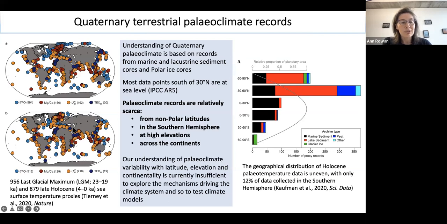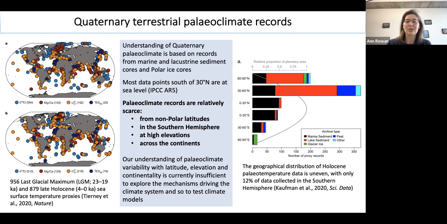The figure on the left shows sea surface temperature records from across the globe for the last glacial maximum and the late Holocene, and you can see that there's fairly good coverage there. On the right, this plot shows a data compilation of temperature records for the Holocene and the distribution of those by latitude. You can see that there's very poor representation in this data set below 30 degrees north, and that most of the data points below 30 degrees north are from marine sediments. So they record sea surface temperature rather than temperature at any other elevation. So I think there are gaps in our understanding of past climate that we need to address to understand better how climate has varied in the past. Particularly these gaps are at non-polar latitudes in the Southern Hemisphere, at high elevations and across the continents. So we know relatively more about paleo temperature across the oceans than we do across the land surface of the Earth.